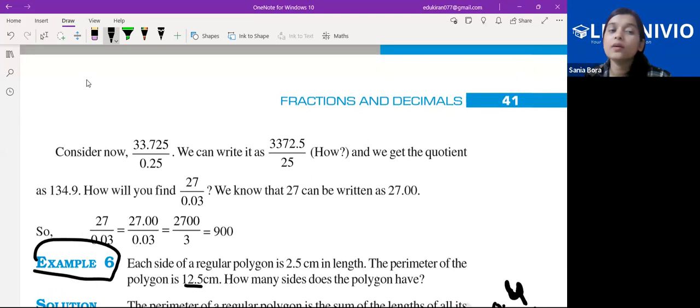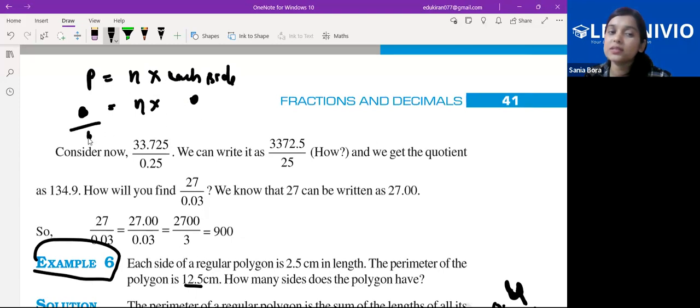What is the formula? Perimeter equals number of sides multiplied by the value of each side. Right? So what is given? Perimeter is given. Each side is given. You have to find the n. So you will divide this, you will get the n. Ma'am, with what should we divide? 12.5 divided by 2.5.